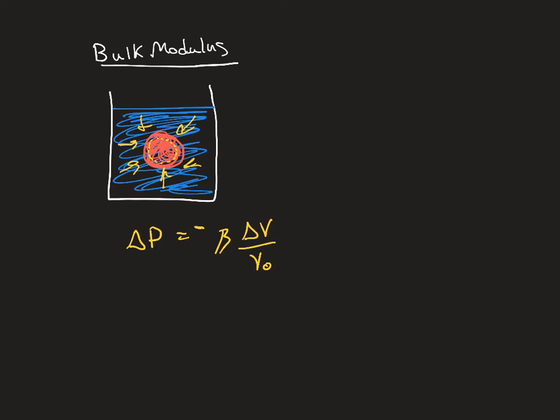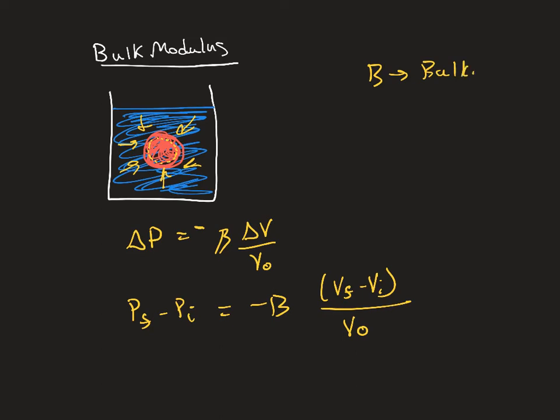And if we write this out a little bit fuller, we have to remember it's pressure final minus pressure initial, and then we have volume final minus volume initial divided by the original volume, or volume initial. So we can't forget that those are deltas and not just volume and pressure. As I said, B stands for the bulk modulus. Also going to have units of pascals. And once again, these are going to be different than shear modulus and Young's modulus, and also different for different materials.